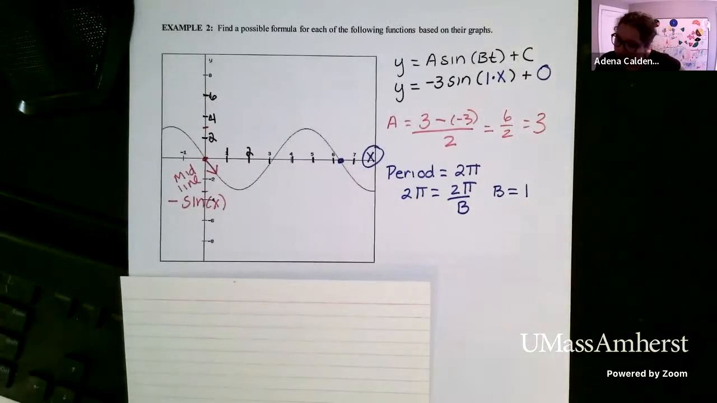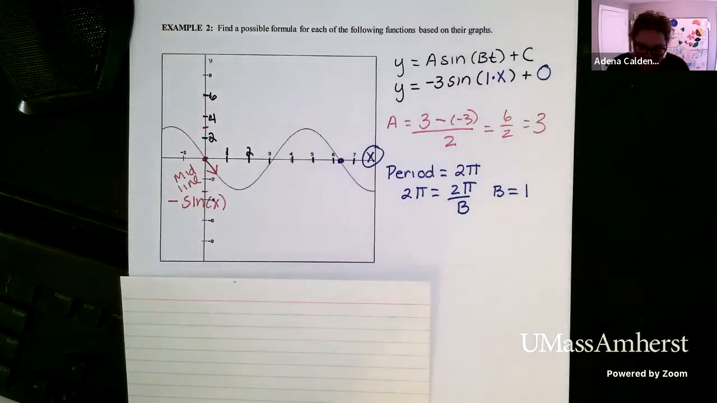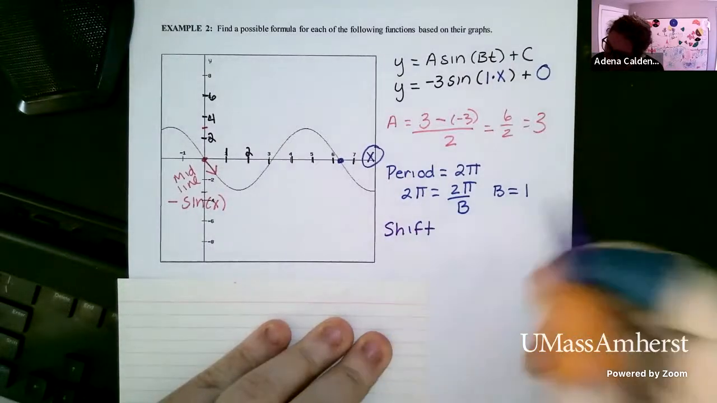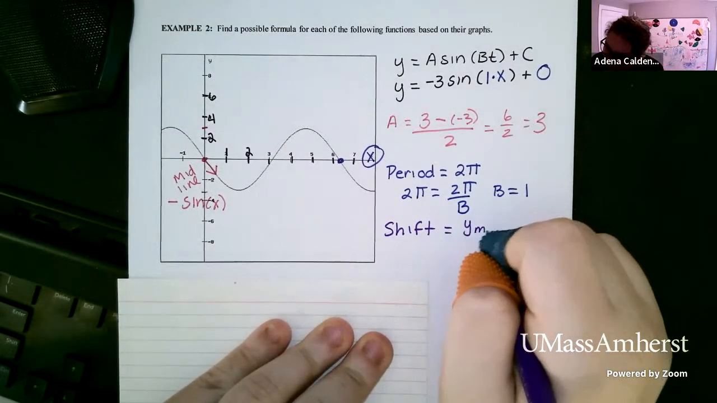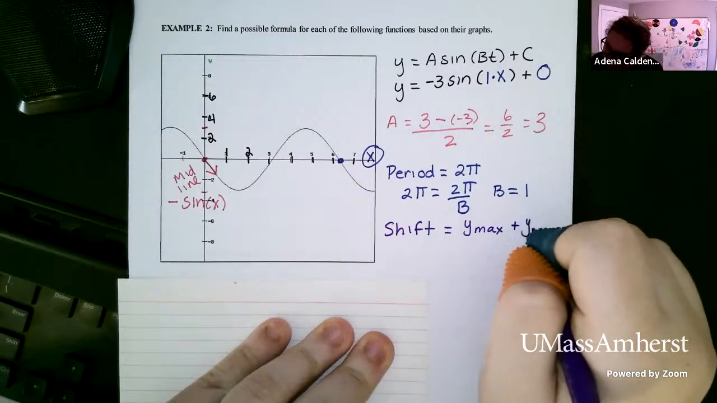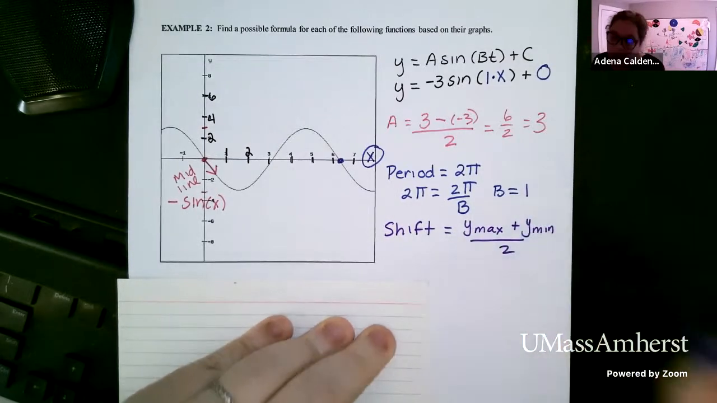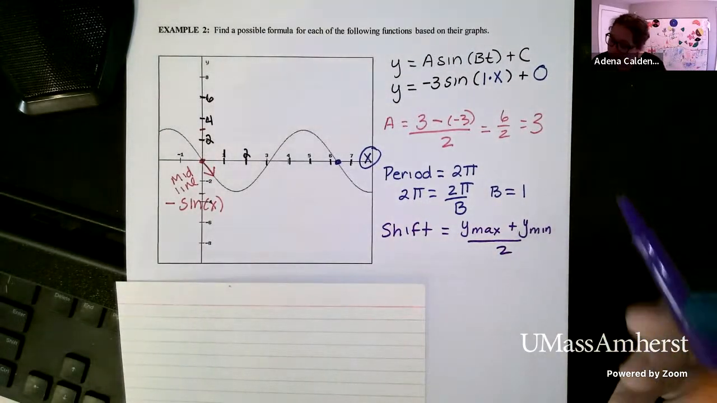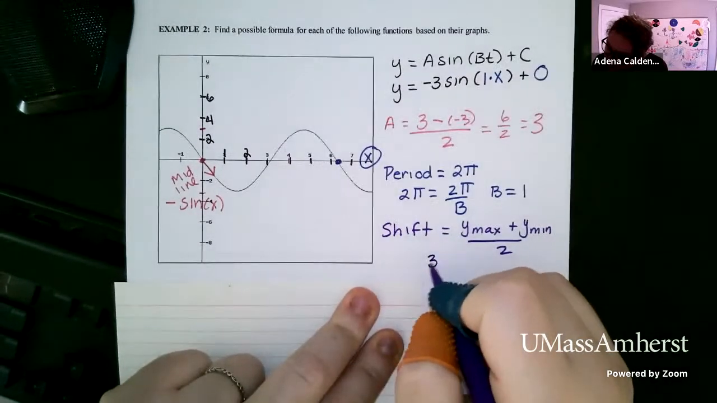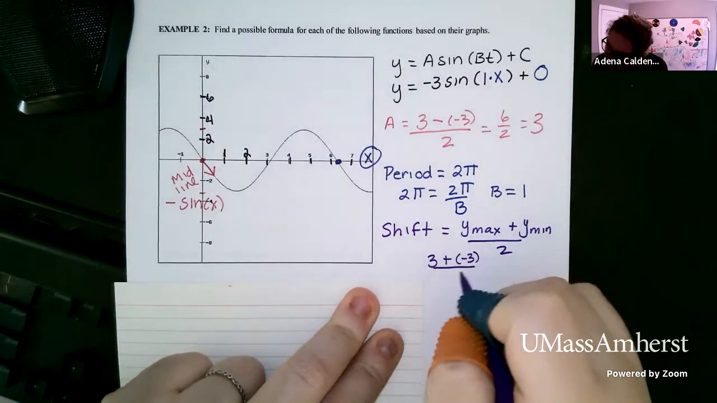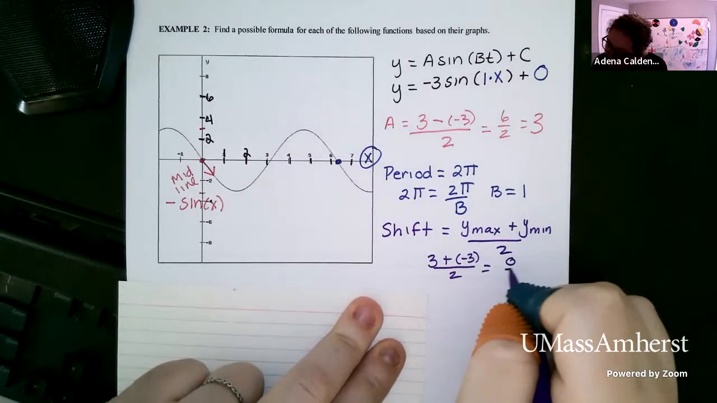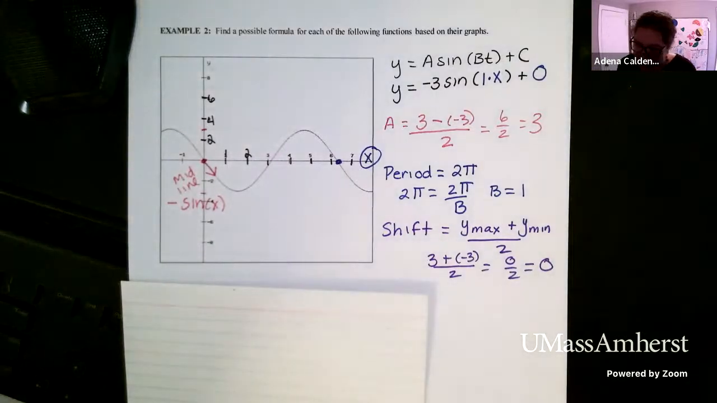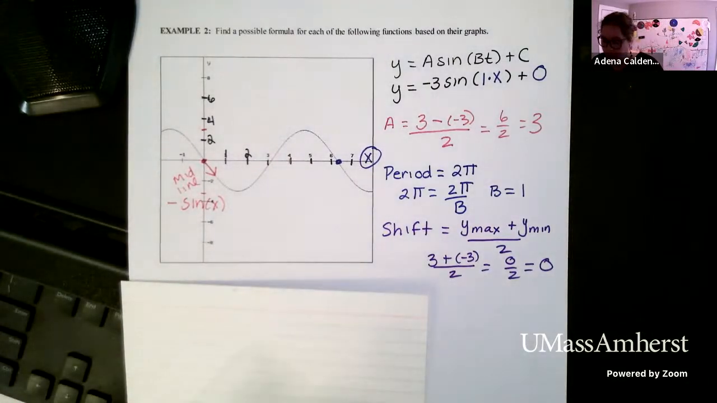But another way that you can do the shift that I'll mention here, you have to be a little bit careful not to confuse it with the amplitude. But you can do the shift by doing the y maximum plus the y minimum divided by 2. So the amplitude is minus and the shift is plus. So for us here, we could do 3 plus -3 divided by 2. 3 plus -3 is 0. 0 divided by 2 is 0. So there's no shift.